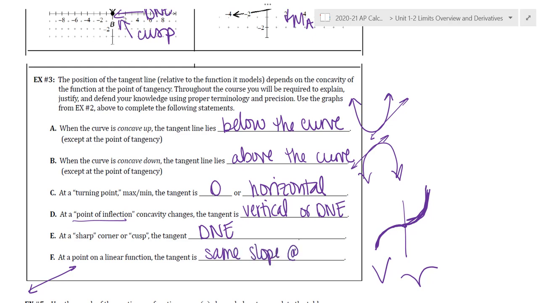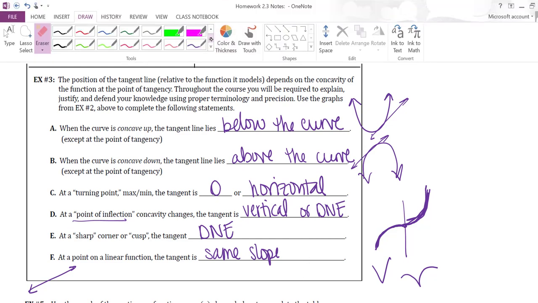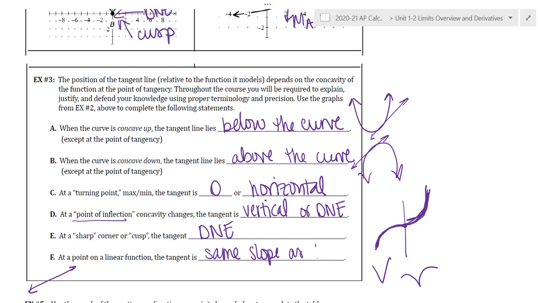as the line. So for example, if I had y equals 2/3 x plus 4, my tangent, regardless of where I go, is just going to be 2/3 because that's always the rate of change that I'm moving at.